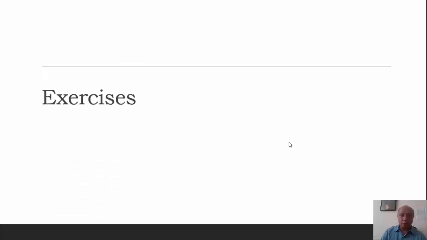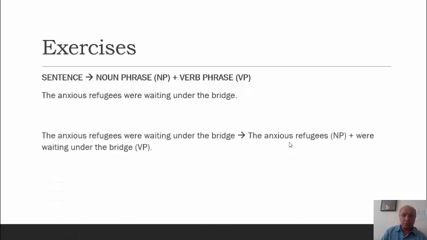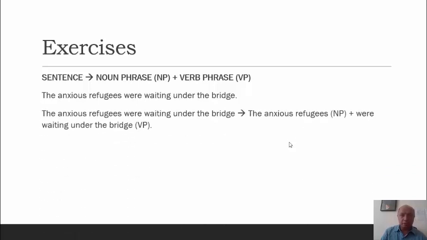Okay. Now, what about this one? Again, this is the basic rule of PS rule. Noun phrase plus verb phrase. The anxious refugees were waiting under the bridge. Now, how do you analyze this? Yes, the anxious refugees were waiting under the bridge is composed of the anxious refugees, which is the NP, noun phrase, plus were waiting under the bridge as the verb phrase. Okay, NP plus VP. And you see long phrases here, so they can be broken down further.